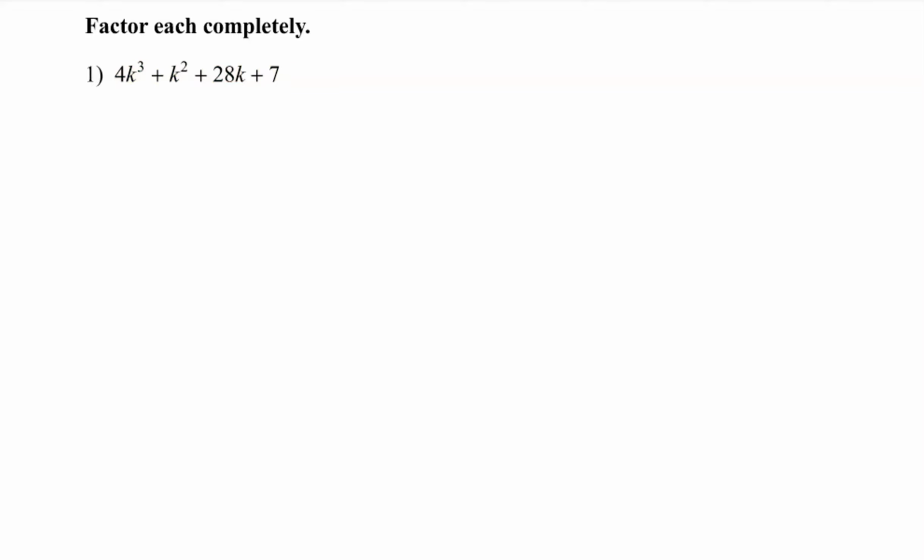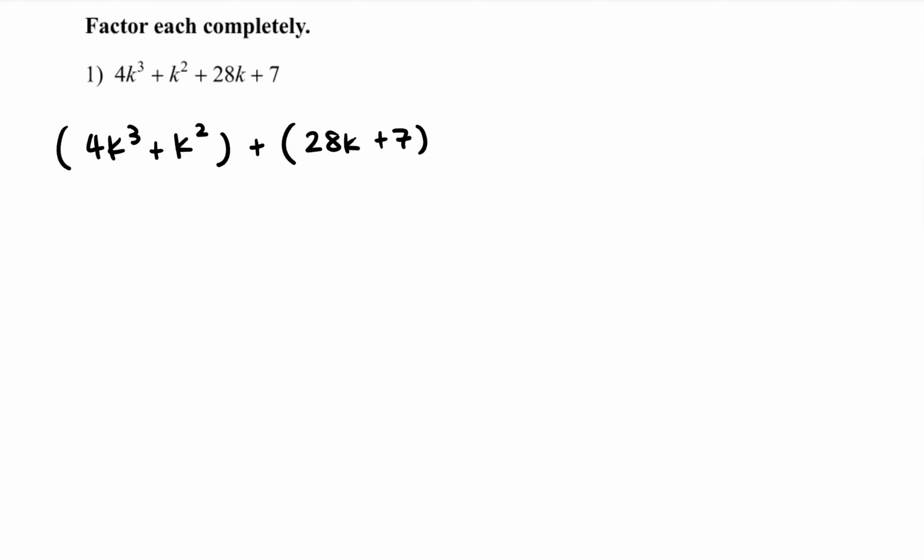Great. So what we're basically going to do is put parentheses around the first 2 terms and parentheses around the second 2 terms. So let's go ahead and rewrite that out. So we get 4k cubed plus k squared plus, and then in the second set of parentheses we have 28k plus 7.